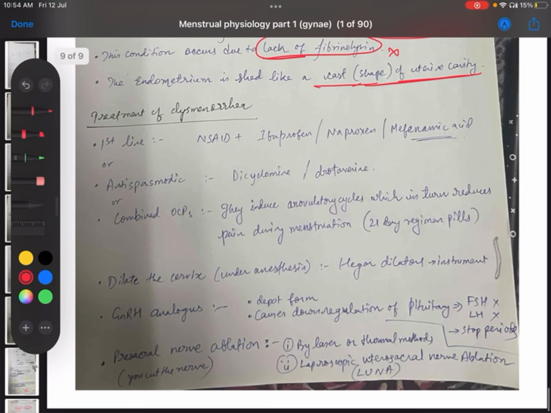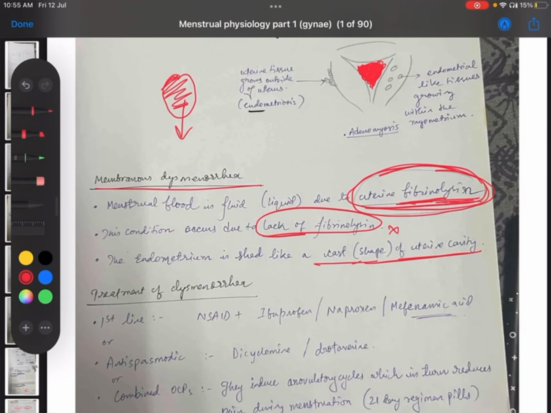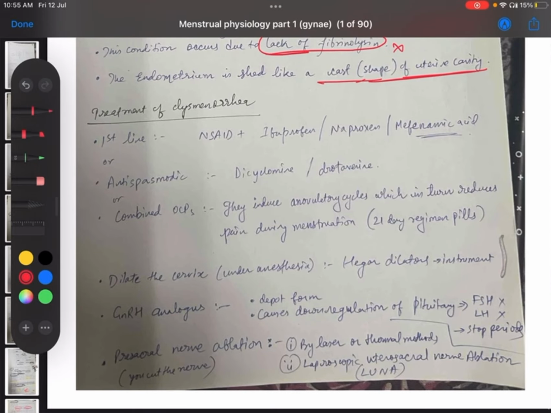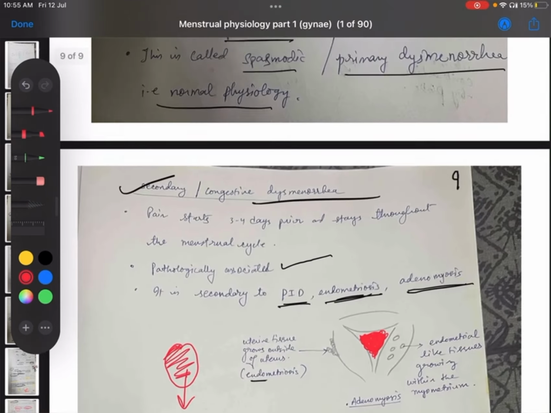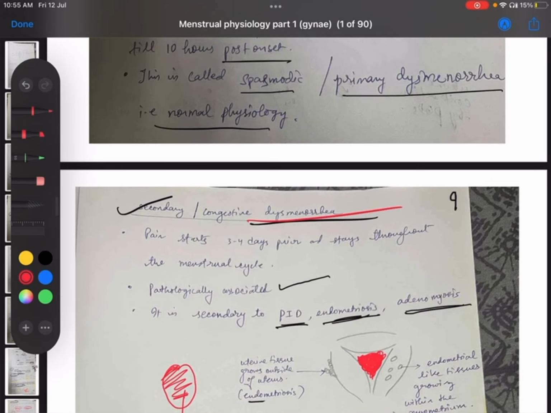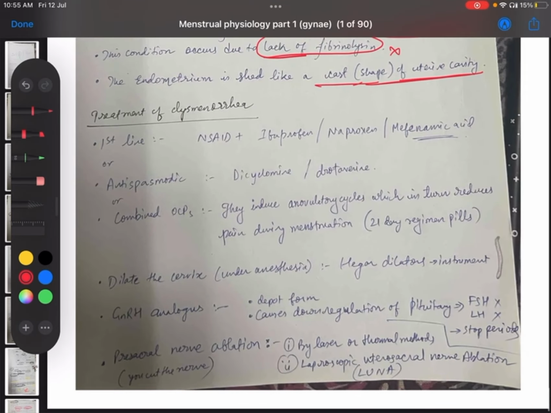Now, what is the treatment of dysmenorrhea? Now we will be talking about the treatment of dysmenorrhea. See, primary dysmenorrhea is totally normal. Membranous dysmenorrhea is pathological. Also, congestive dysmenorrhea is pathological, seen in pelvic inflammatory disease, endometriosis, and adenomyosis. But primary dysmenorrhea, which is normal, obviously the pain is not so bearable, but still it is physiological.